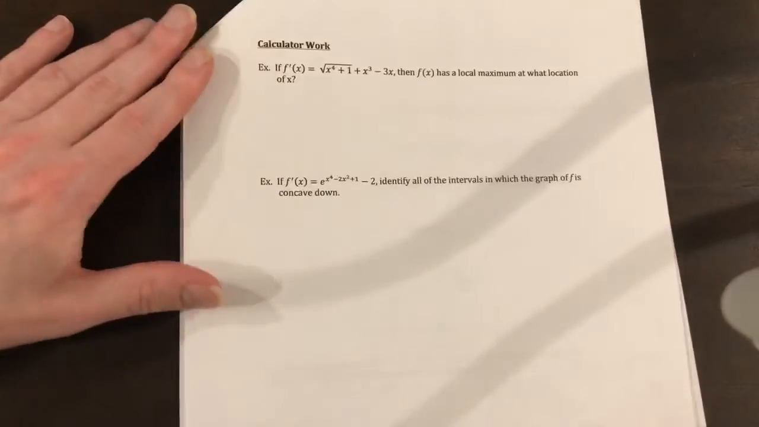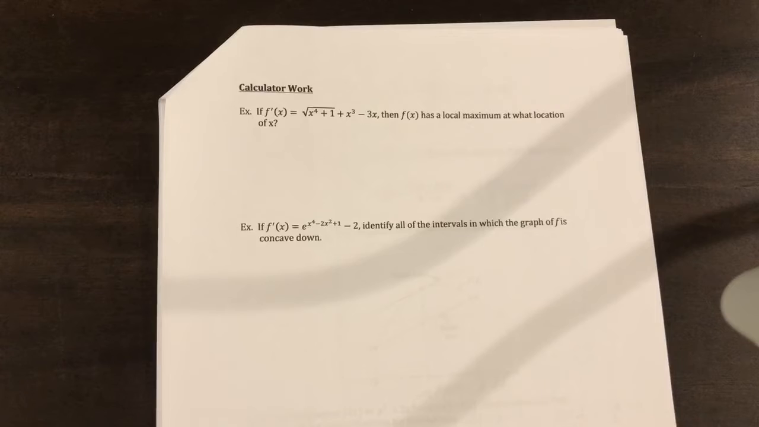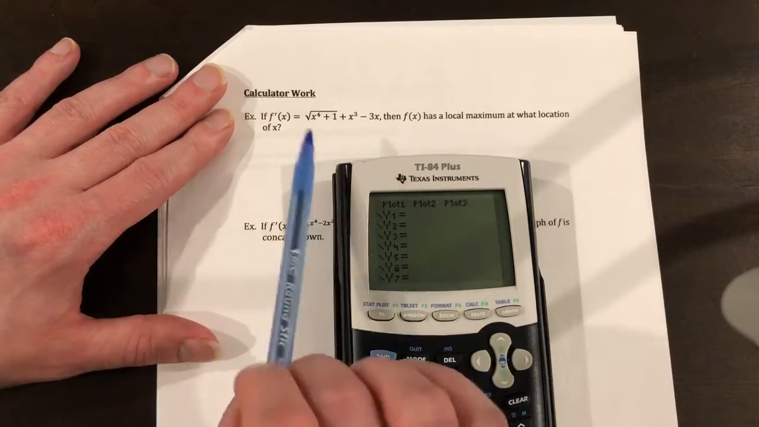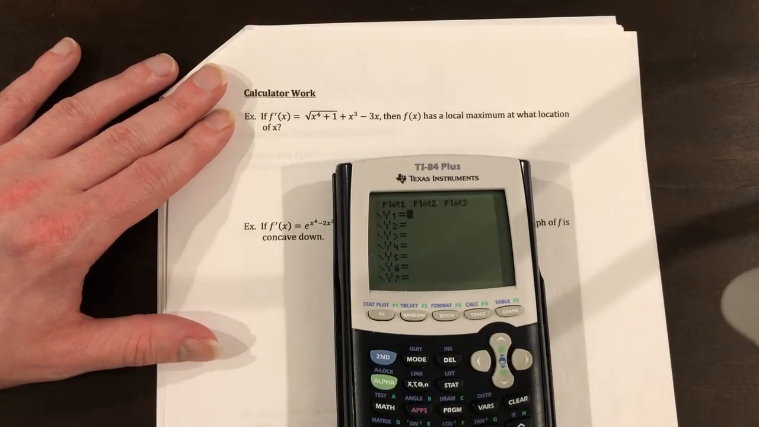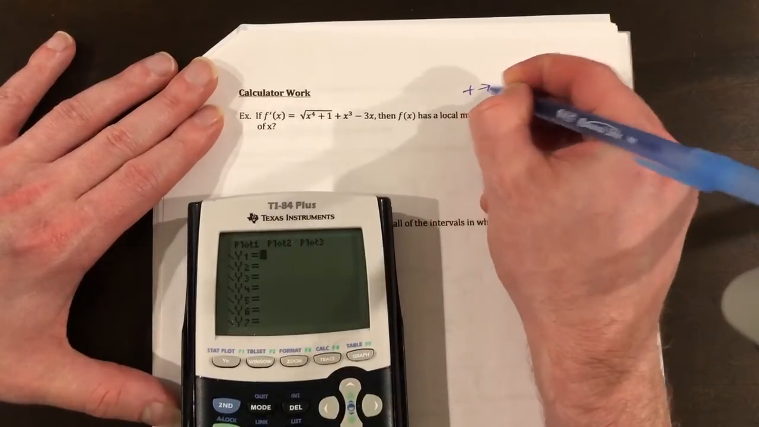Okay, last two questions. It says, if f prime of x is given as that, find the local max. This is going to be calculator work, so make sure your calculator's out and make sure you're in radians. We know that local maxes go from positive to negative.